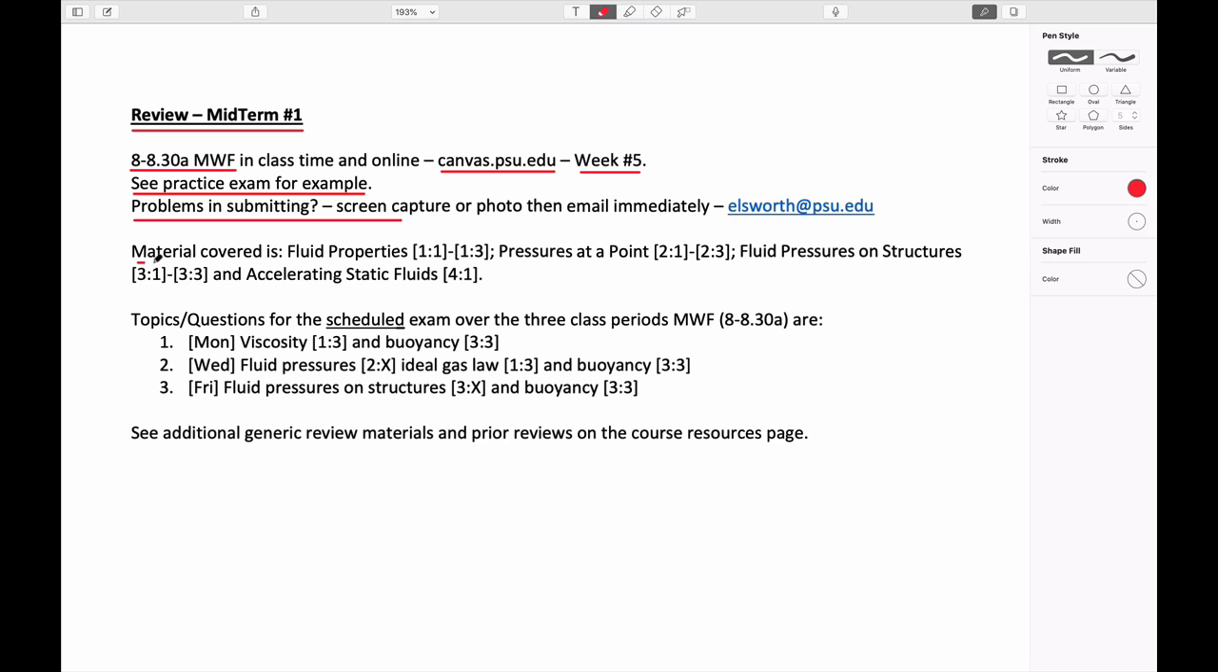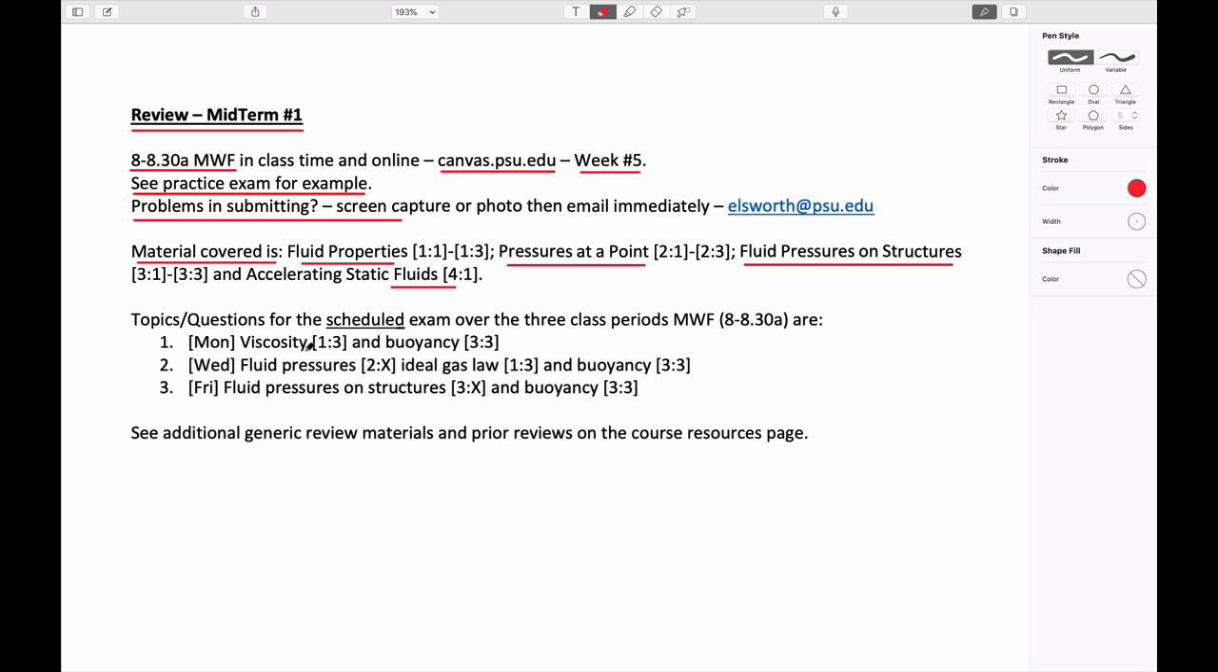So the material covered in this section of the class is really the first 3 weeks plus the fourth Monday. It covers fluid properties for the first week. It covers pressures at a point for the second week, for gases and liquids. Fluid pressures on structures, which is really week 3. And then the final remainder is for accelerating fluids. So that's the material potentially present in this part of the class. Only a subset of that is on the test.